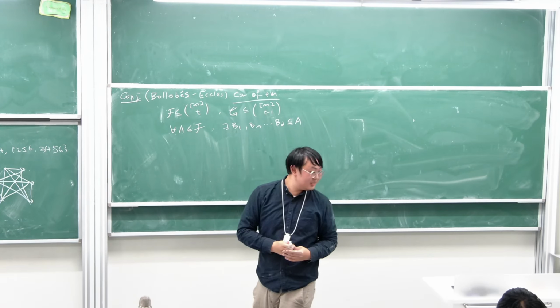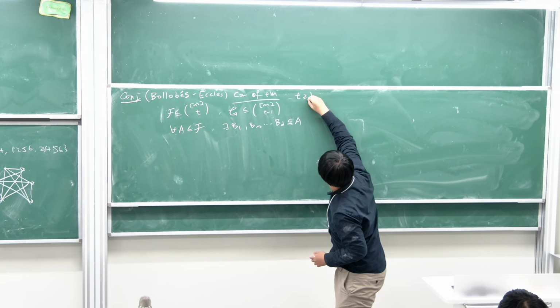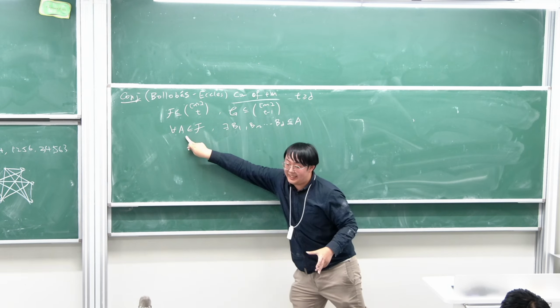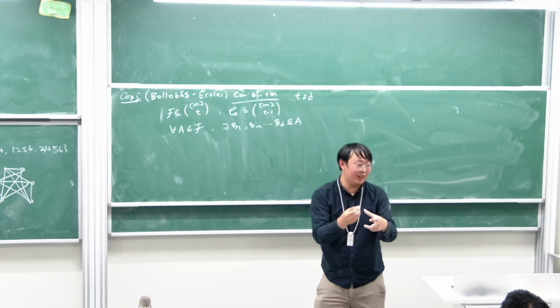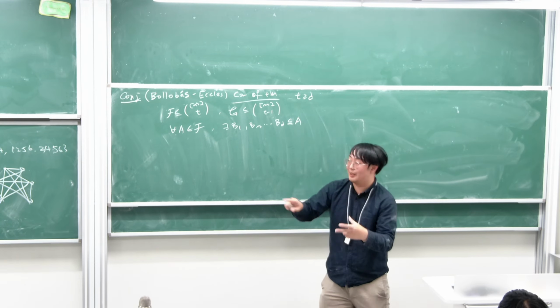T will be larger than d, T is at least d. So each set A has size t, and I can pick d of them to drop that entry. So drop that element there and obtain my b1 to bd.